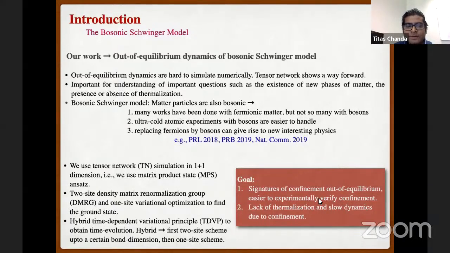Because in the equilibrium scenario, to verify confinement, we have to calculate several Wilson loops, which are essentially long range operators, and the expectation values of these long range operators will be very hard to measure experimentally. But if we find some signatures out of equilibrium, it will be easier to see experimentally. And secondly, we want to show that there is a lack of thermalization and slow dynamics due to the presence of these confining dynamics.